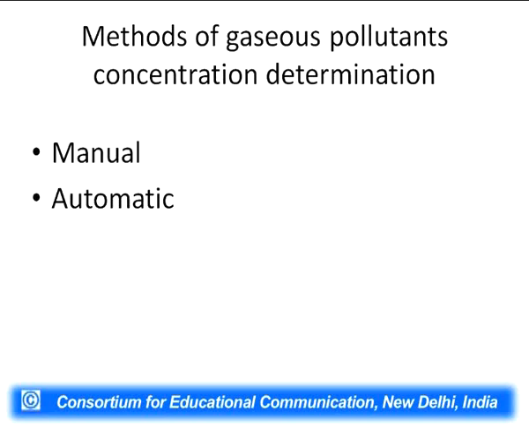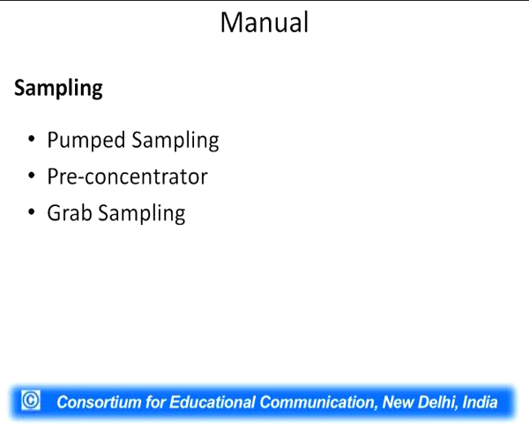Now, how can these air pollutants be monitored, or how can their concentration be determined? There are two methods for its determination. One is manual, another is automatic. In the manual method, we apply three different types of method. One is pumped sampling, another is pre-concentrator, and the third one is grab sampling.